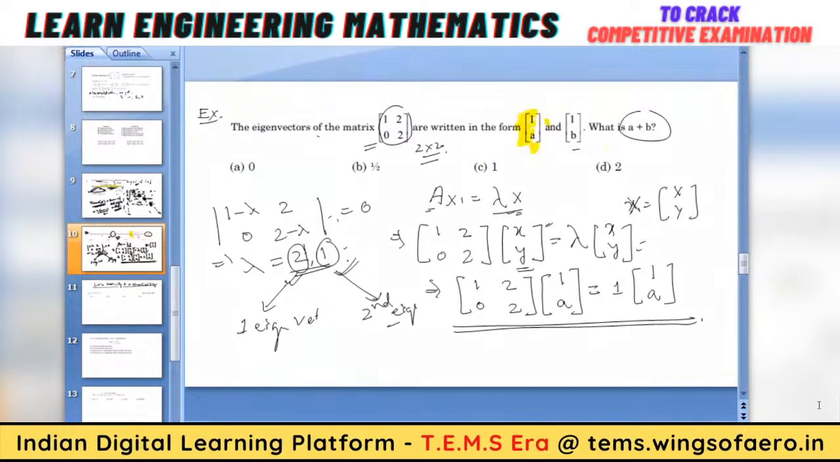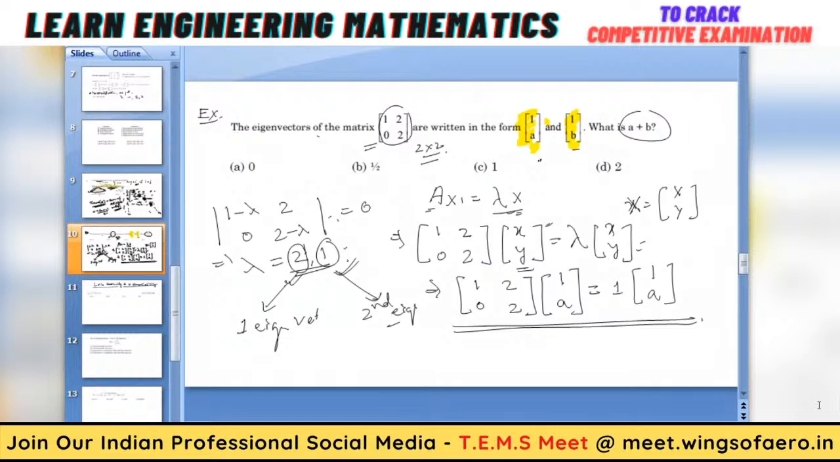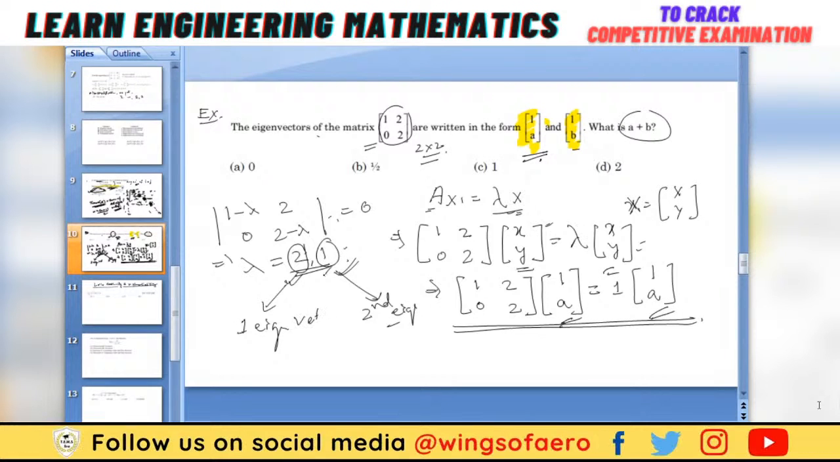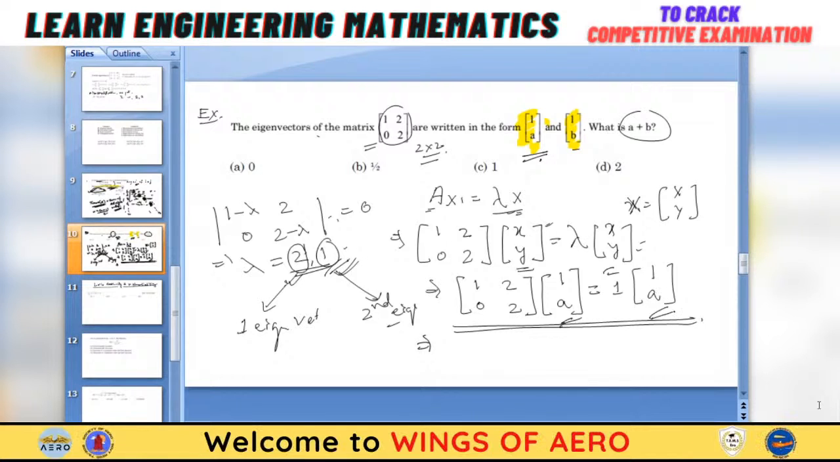The first eigenvector is 1a, and the second eigenvector is 1b. So I am just putting each and every eigenvector. First we put 1a, and this one also should be 1a, and I am putting lambda equal to 1 first. Now solve it, and find the value of a.